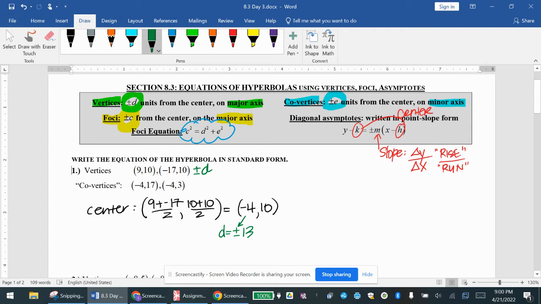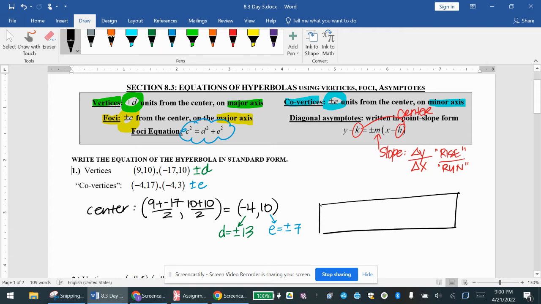The co-vertices have to do with the letter e. And notice that here, the y values changed. By how much? Let's see, how did they go from 10 to 17 and from 10 to 3? They added and subtracted 7. For your equation of the hyperbola, you need to figure out which one is the major axis. That way you know where to put the 13 squared and the 7 squared. Are you going to put it under the variable x or y?